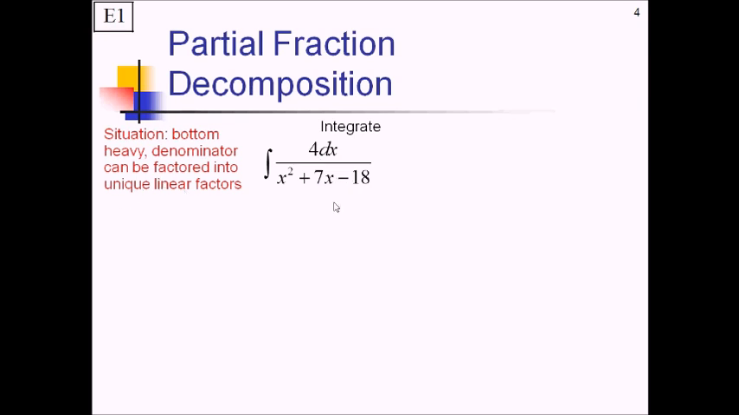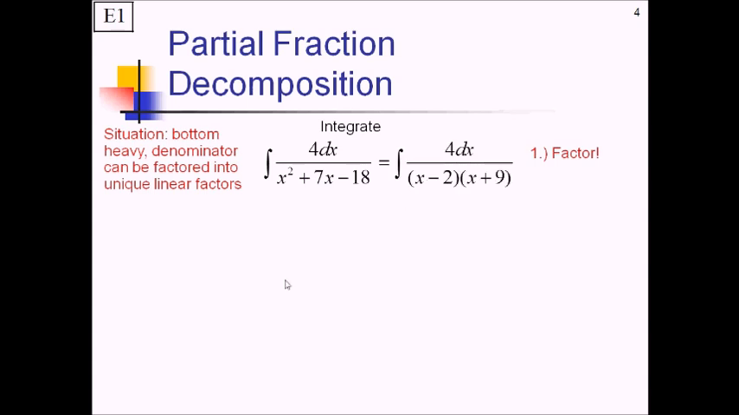So it's important that these factors be unique. Like, we don't want 2x plus 1s or something like that, because then we're going to need to use a slightly different method. So this method requires bottom-heavy, unique factors. First step on this is going to be actually factoring that denominator. So we need two numbers that multiply to negative 18 and add up to 7. That would be positive 9 and negative 2.